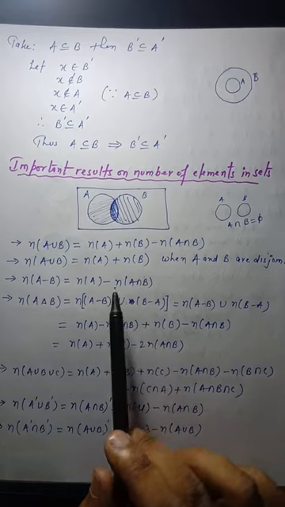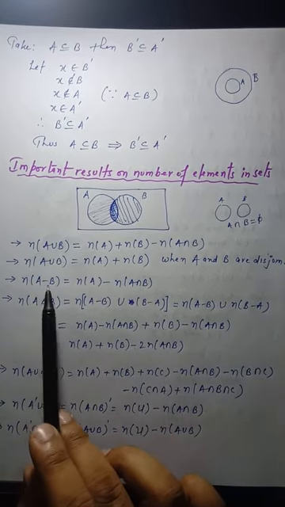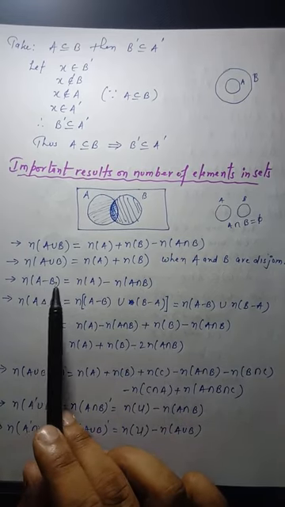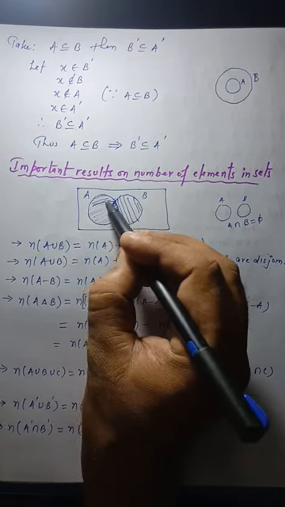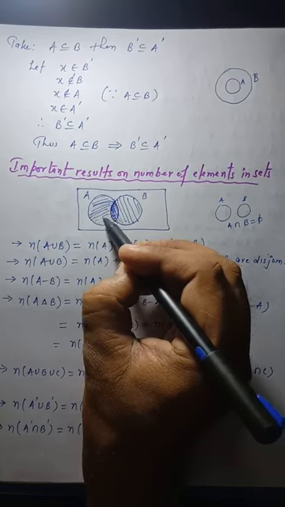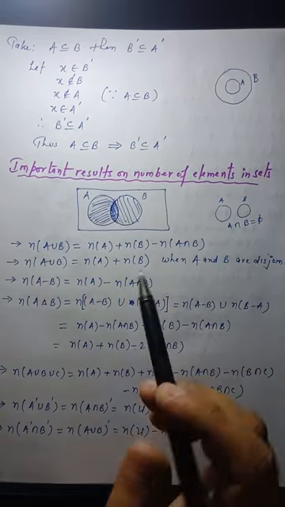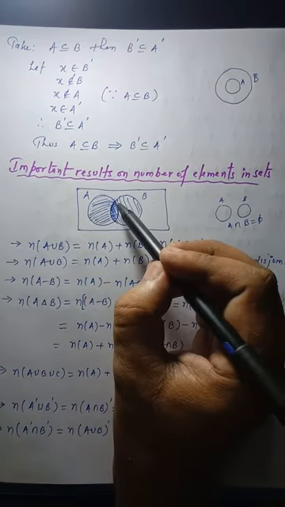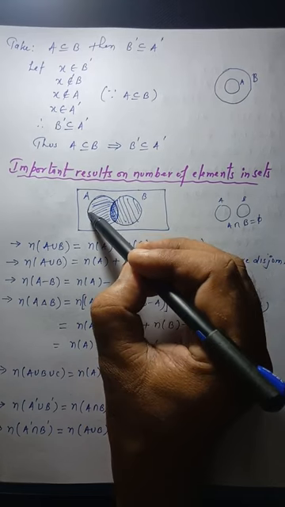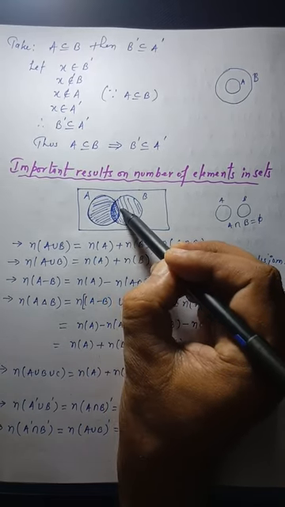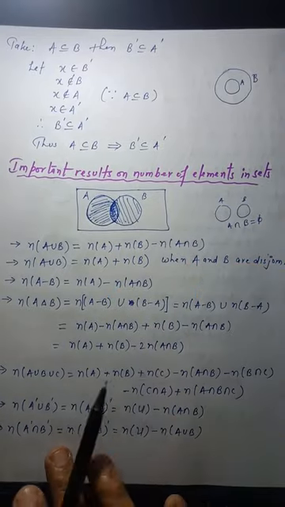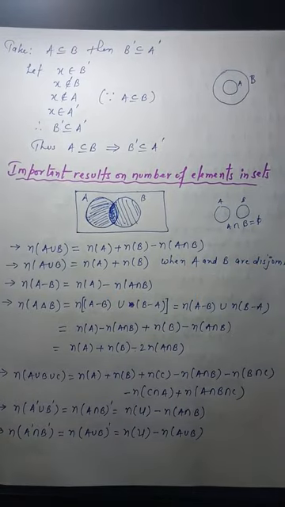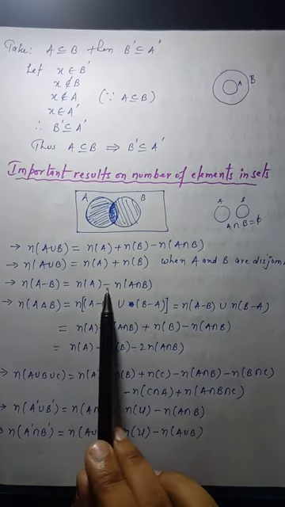What should be the formula for n of A minus B? n of A minus B means this portion, because A minus B means those elements which are present in A but not in B. So if from this circle of A we remove this common part, we will get this part. So we can easily say that n of A minus B means n of A minus the intersection part.